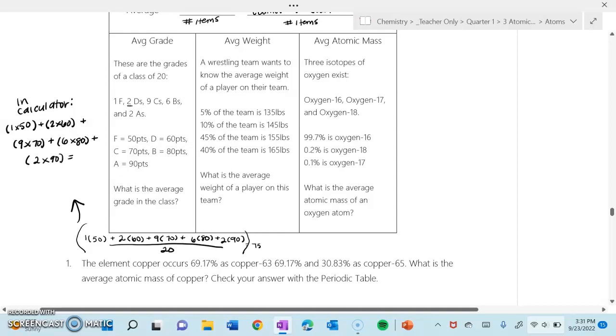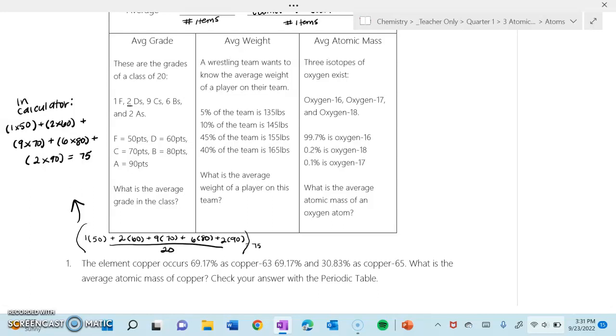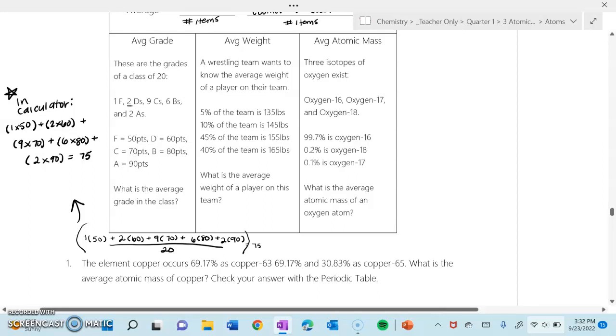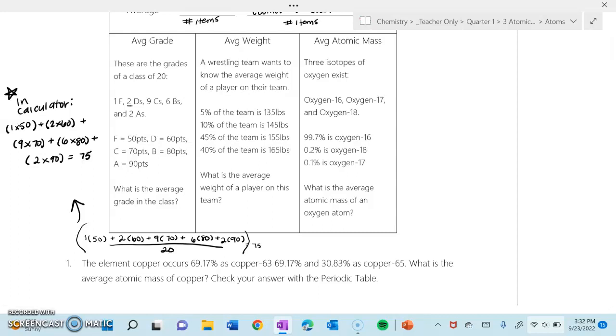And if you do it this way and you show the groupings, you will get 75 just by typing that into your calculator. If you try to just do 1 times 50 plus 2 times 60, you're going to get wonky numbers because your calculator doesn't know you're trying to group certain things. So put it in your calculator like this when we're calculating averages using the count times value equation.